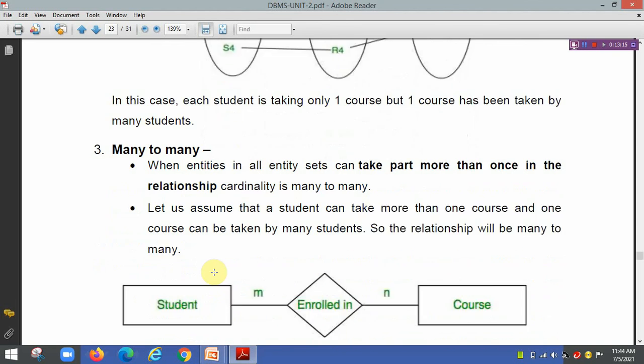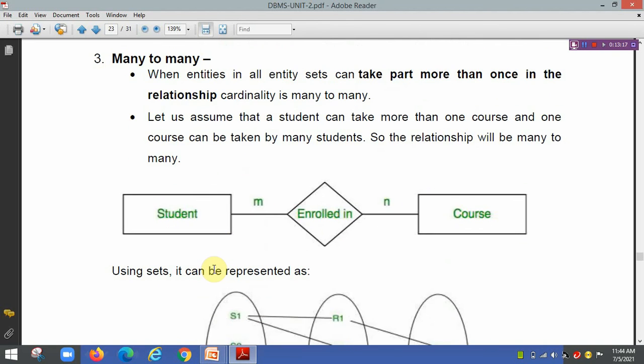Next is many to many. When entities in all entity sets can take part more than once in the relationship, the cardinality is many to many. Let us assume that a student can take more than one course and one course can be taken by many students. So the relationship will be many to many.